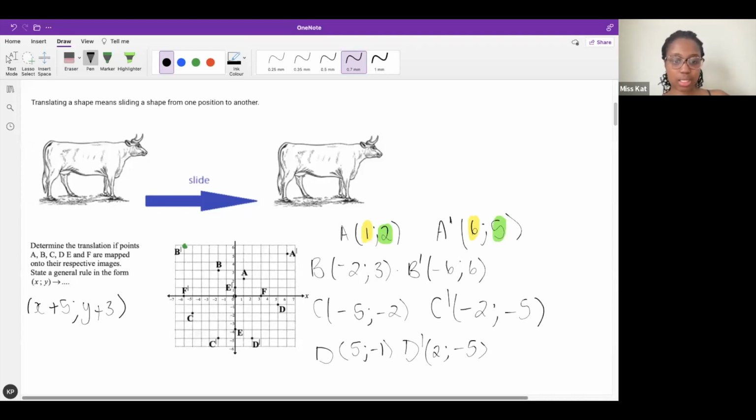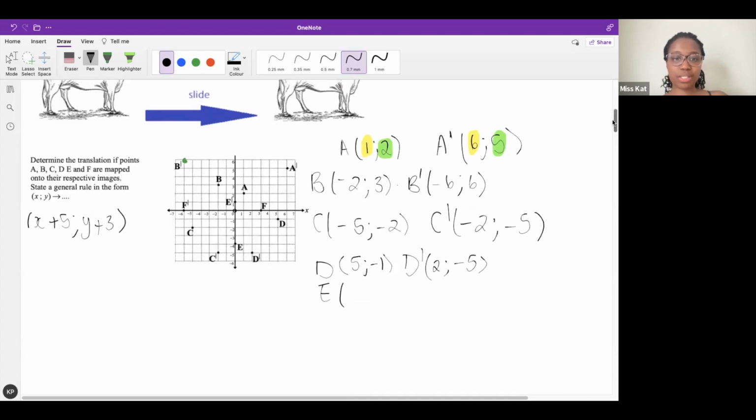Okay, we're almost done. We have E and F left. This is a quick revision of plotting and reading points. E is 0 and 1. Thank you. And E prime? It's all the way down here. Nope, that was E prime. Never mind. We swap them. Look carefully. So E prime is 0 and 1.